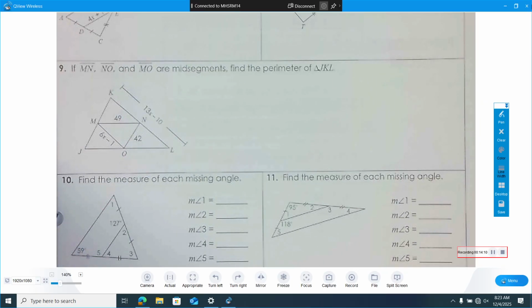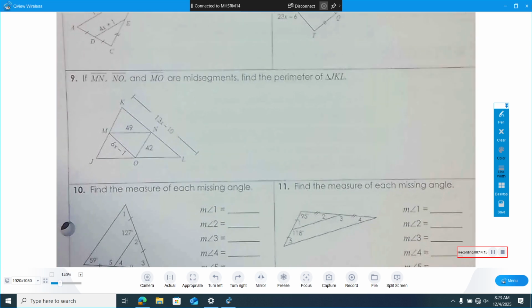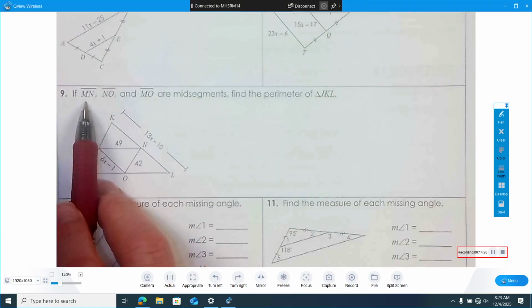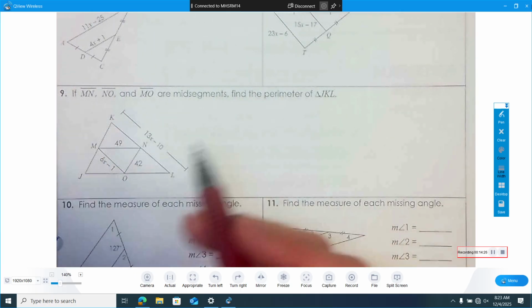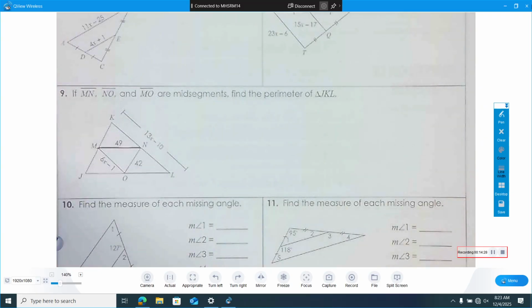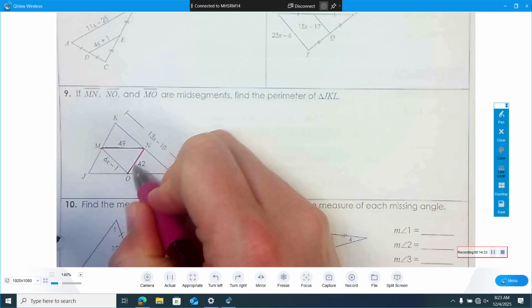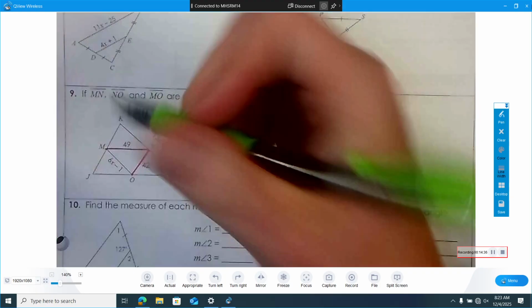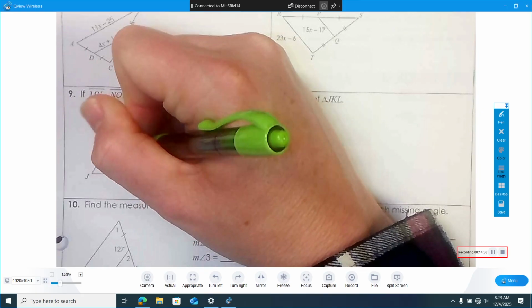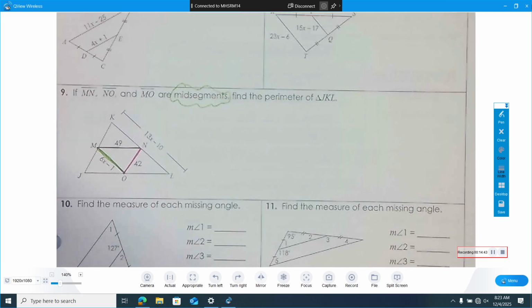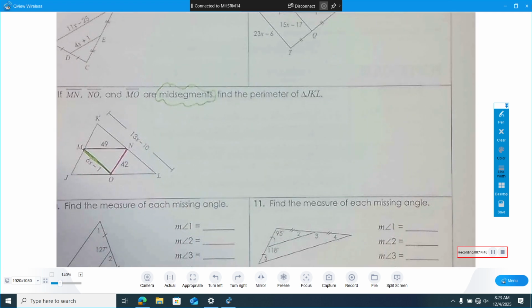Let's look at number 9. Reading carefully, gentlemen, reading carefully. Segment MN, NO, and MO are mid-segments. Very important we pay attention. Mid-segments. We got parallel lines and half as long.